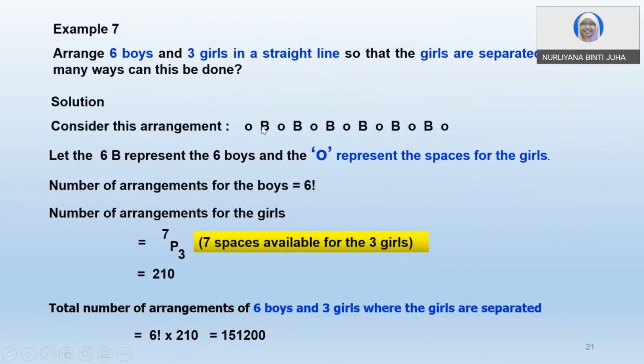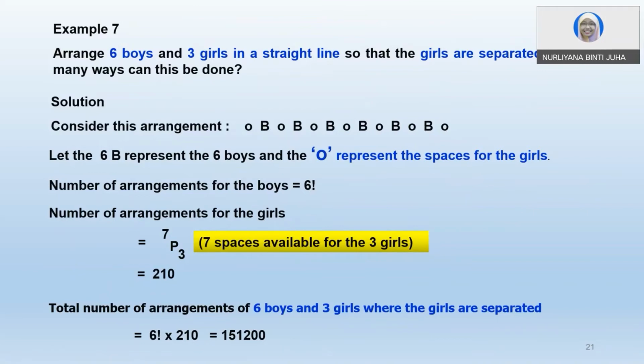Okay. So the 6 boys tadi, inilah dia. 6. Ada ruang di antara boys tu, kita boleh selitkan yang girl. One girl, okay? So, number of arrangements for the boys, ada 6 ways untuk kita susun boys tadi. So, 6 factorial. And number of arrangements for the girls. Ada berapa pilihan yang kita ada? 1, 2, 3, 4, 5, 6, 7. We have 7 spaces for the girls.